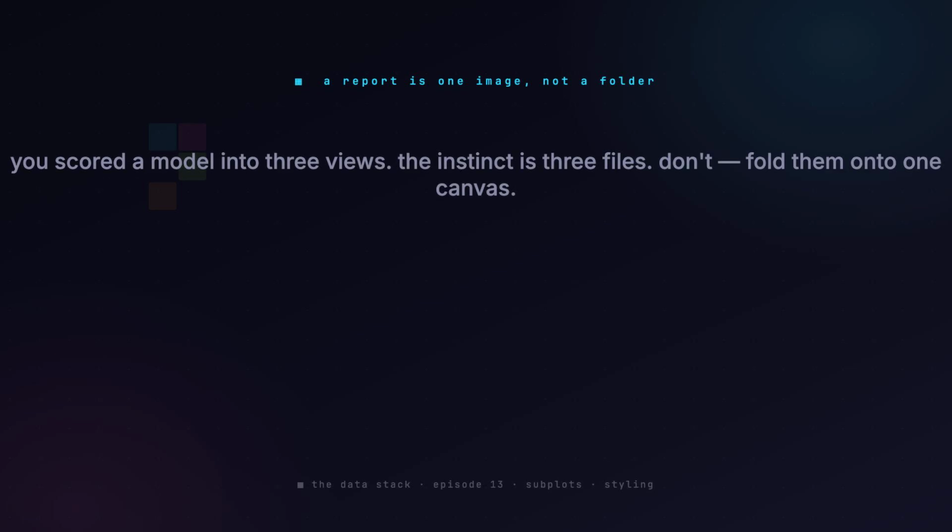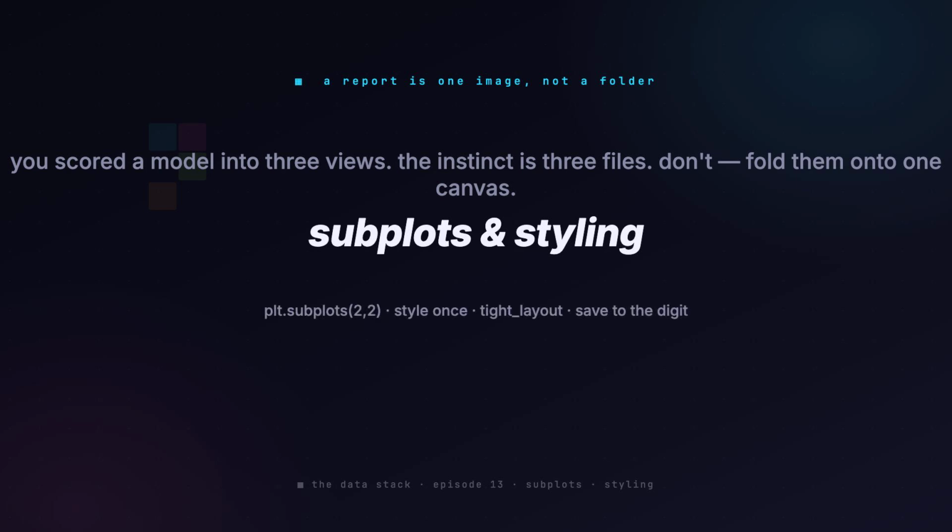Last episode, you scored a model: confusion matrix, ROC, PR, three separate views of one classifier. The instinct is to save them as three files. Don't. A report is one image a reviewer scans top to bottom. Today, you fold four seeded views into a single 2x2 dashboard, style it once, and save it to the digit.